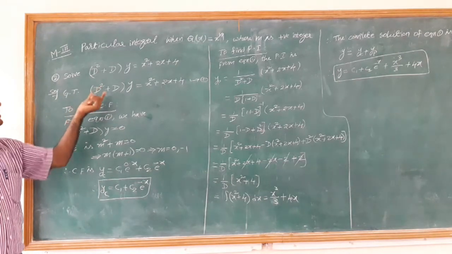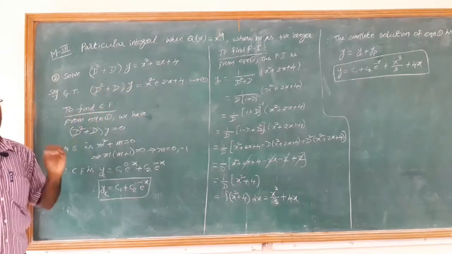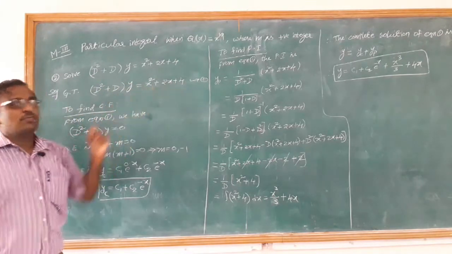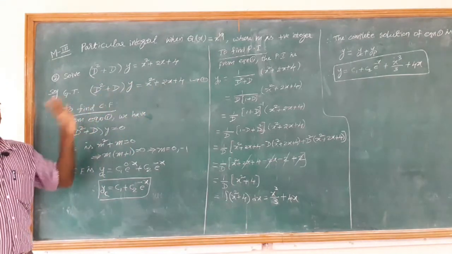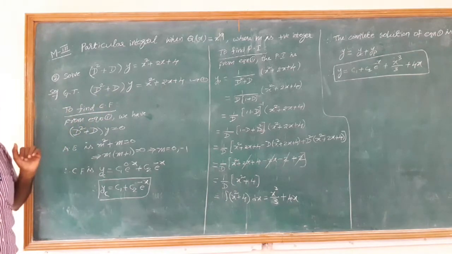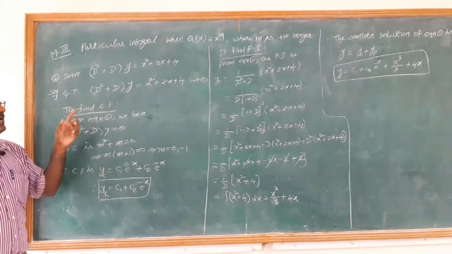Given that (D square plus D) of y is equal to x square plus 2x plus 4. Take it as equation number 1. It is already in the symbolic form, so you need not write it again in the symbolic form. Now directly you can find the CF value and PI value.